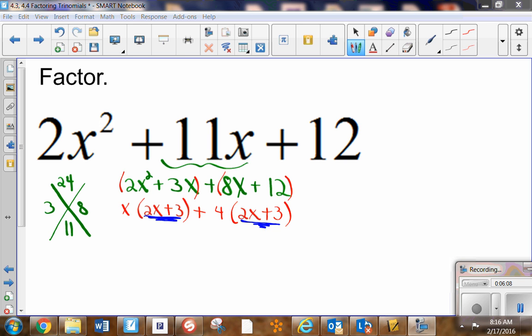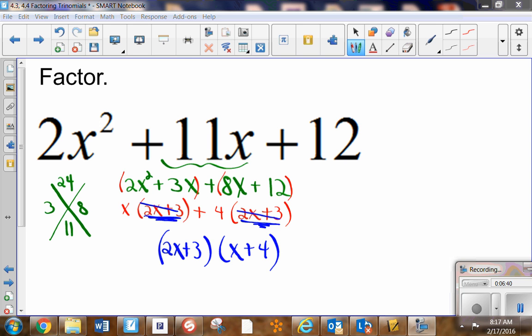So in this term right here, I have 2 factors. I have an x times a 2x plus 3. Over here, I have 2 factors, a 4 and a 2x plus 3. So what factor do they have in common? I'm pulling out the GCF. The GCF is 2x plus 3. And once I've pulled it out, what's left is x plus 4. Bingo. There's my 2 factors of that trinomial.